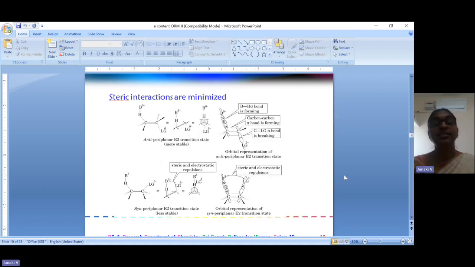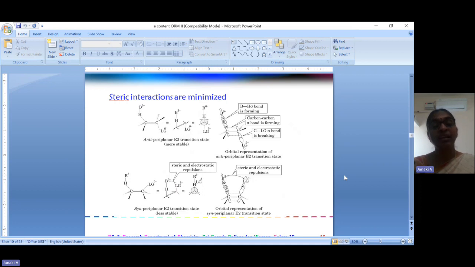In addition to that, the steric interactions are also minimized. In the case of anti-periplanar, this one will be more stable. The transition state in the Sawhorse form, that is hydrogen and the leaving group, are trans. And similarly in the case of the Newman projection, and it is easily understood from the orbital representation of the anti-periplanar E2 transition state, that is the beta C-H sigma bond breaking, carbon to carbon pi bond forming, and the carbon to leaving group sigma bond breaking. So they are all trans to each other. So here the steric interactions are highly minimized.